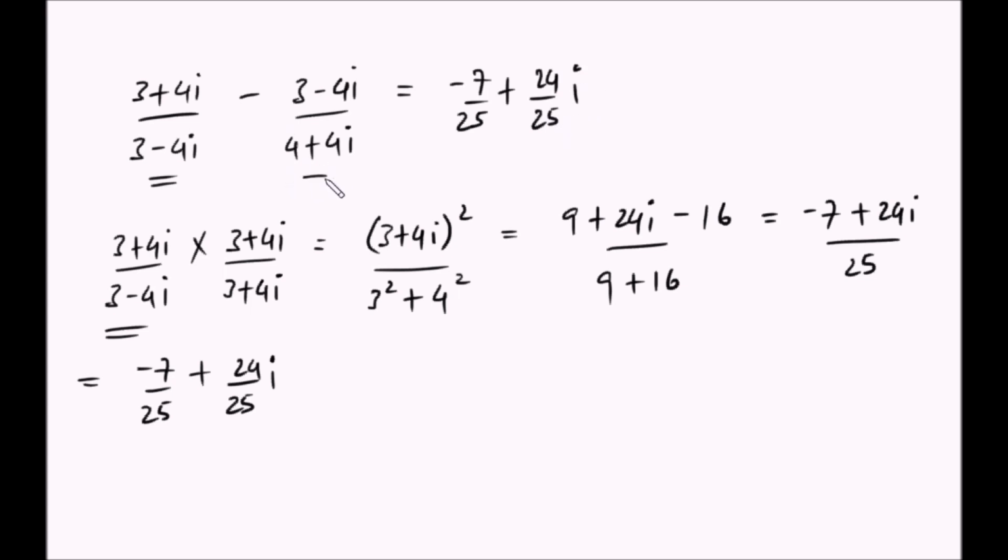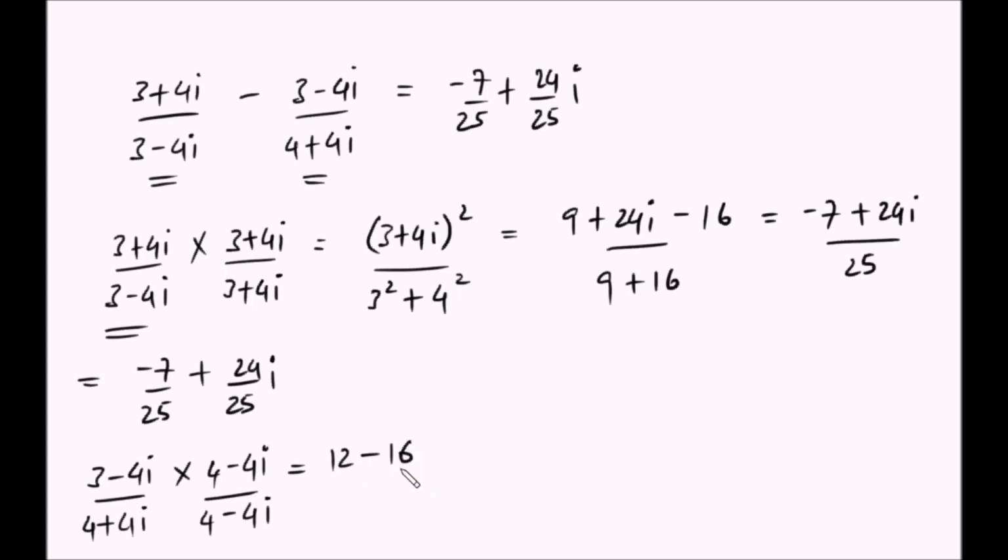Now let us simplify this part here, (3 - 4i) over (4 + 4i). To simplify this, just multiply by the conjugate of the denominator, which is 4 minus 4i. So in the numerator, 3 times 4 we get 12. Negative 4i times negative 4i is positive 16i squared, but i squared is negative 1, so it's minus 16. Then 3 times negative 4i is negative 12i, and negative 4i times 4 is negative 16i. In the denominator we have 4 squared plus 4 squared.